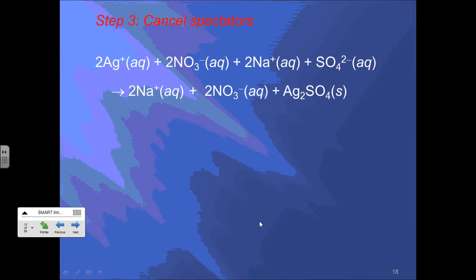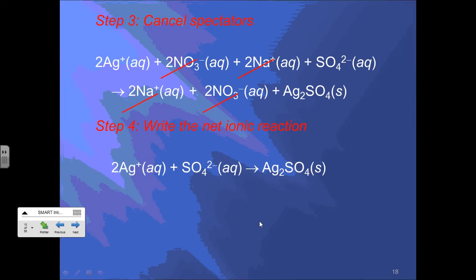In step 3, you next wish to cancel the spectator ions. Recall, these are the ions that are found commonly on the left and the right hand side of an ionic equation. Finally, after removing these spectator ions, you next want to write down the net ionic reaction. When written, it would look like this.